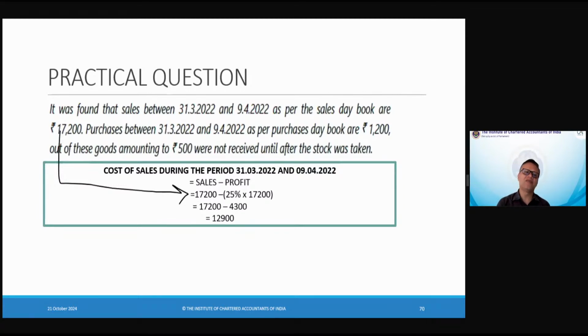So immediately when you have the sales with you, quickly you calculate the cost of sales because definitely you have to use the cost of sales in the inventory calculation. Okay. So you have to add it back. So definitely you first of all find the cost of sales.